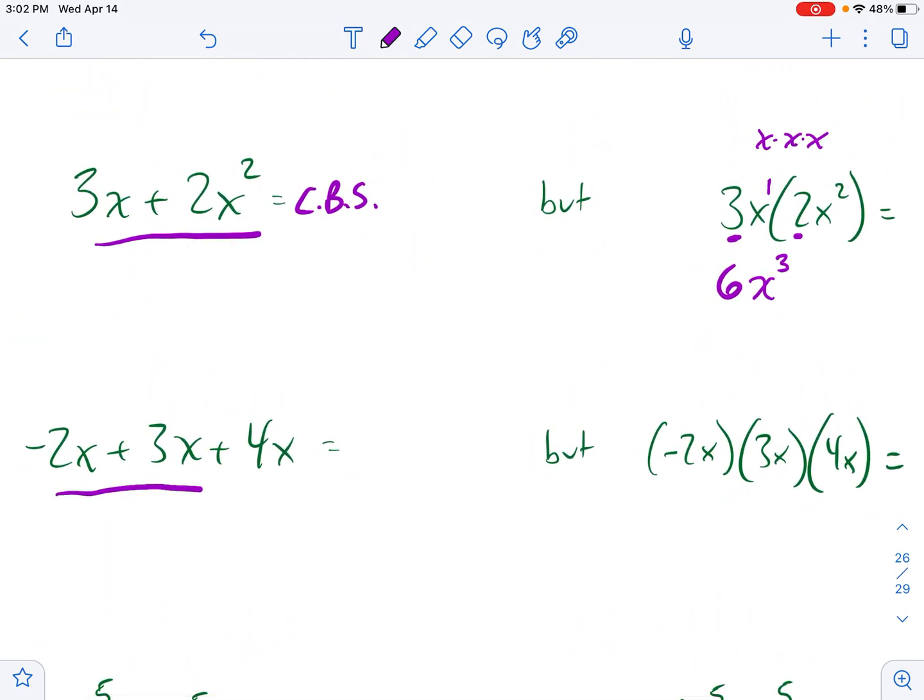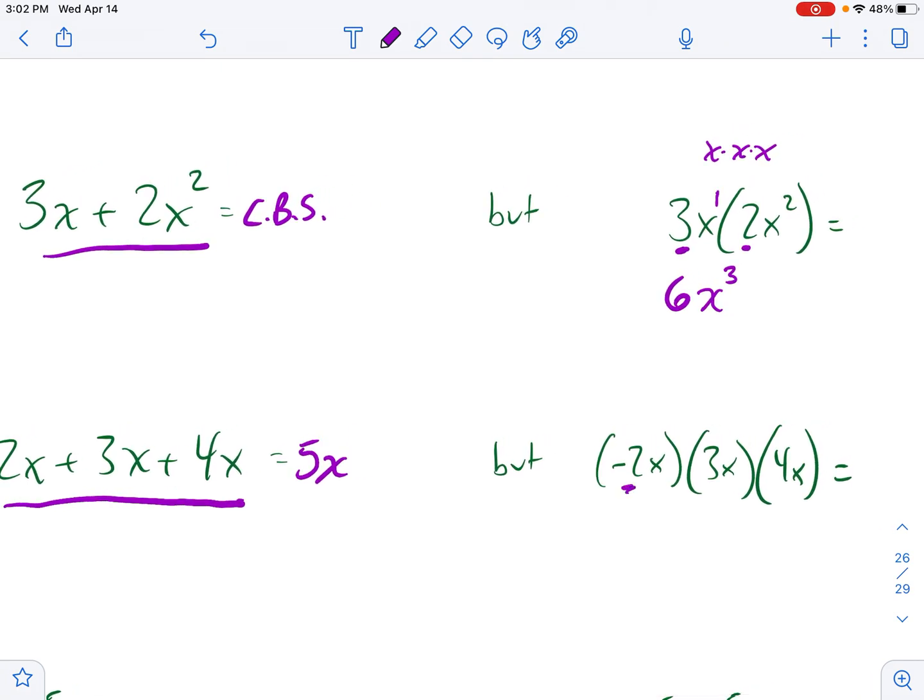Negative 2x plus 3x plus 4x. They're all the same variable to the same power. So let's add them all up. Negative 2x plus 3x gives me 1, plus a 4x. So I should get a 5x. Now let's multiply. I'm going to multiply all my coefficients. I'll get a negative 24 and an x raised to the third power.